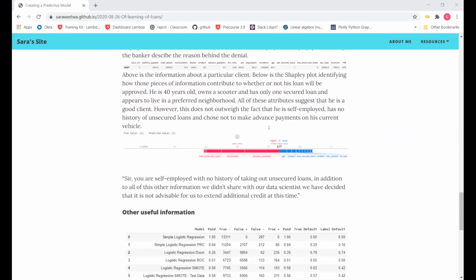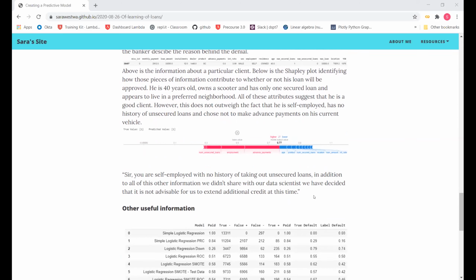And the bank is going to say, we're so sorry you don't have a history of taking out unsecured loans. We don't like where you live, or we do like where you live, one of those two. Anyway, there's a number of things that contribute that the bank would find useful to tell him.